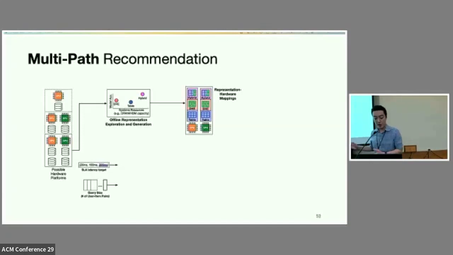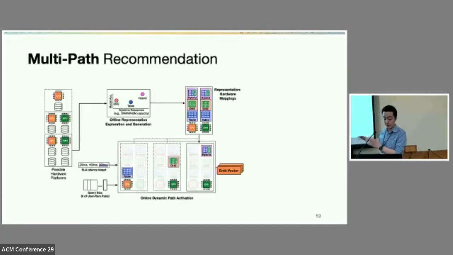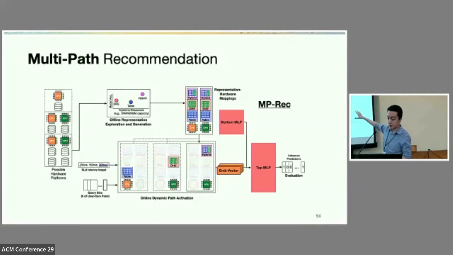We also need to consider query size. So representation execution times, they scale differently with query size. And hardware accelerators also have varying parallelization capabilities. So with these query level information, we can activate a specific path to generate embeddings. In this case, we decided to use hybrid on GPU. And then with these embeddings, we can serve your recommendations by running the rest of the model.